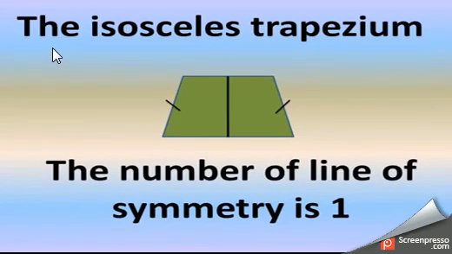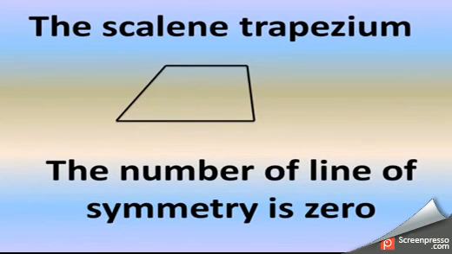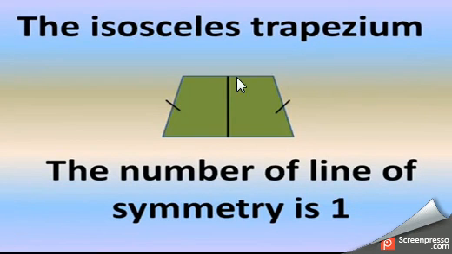Now we'll take the isosceles trapezium. The isosceles trapezium has these two sides equal in length. When I draw the line of symmetry here, it becomes a line of symmetry because this angle equals this angle and this angle equals this angle, and when I fold it, the two parts completely cover each other. So the isosceles trapezium has only one line of symmetry.